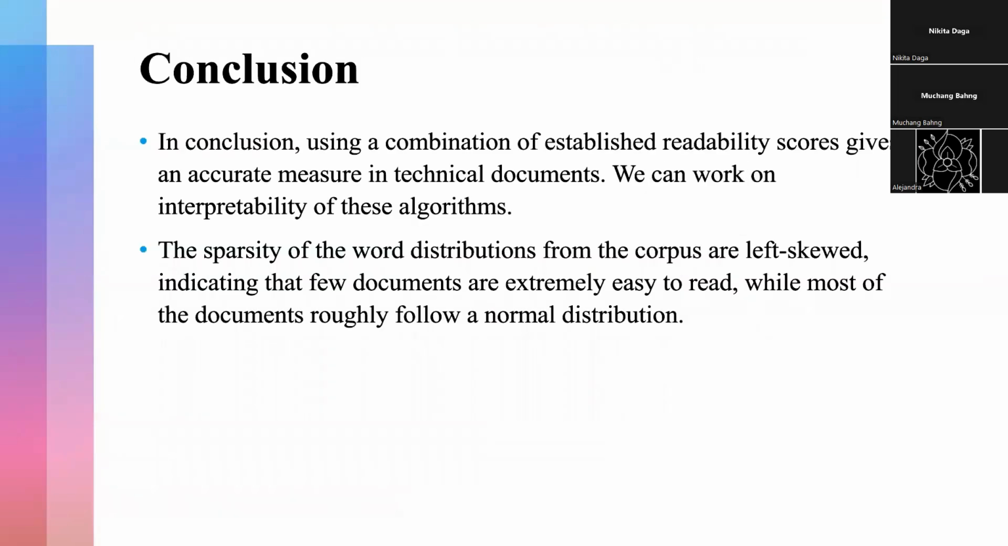In conclusion, using a combination of established readability scores gives an accurate measure in technical documents. We can work on the interpretability of these algorithms. The sparsity of the word distribution from the corpus is left skewed, indicating that few documents are extremely easy to read, while most of the documents roughly follow a normal distribution.